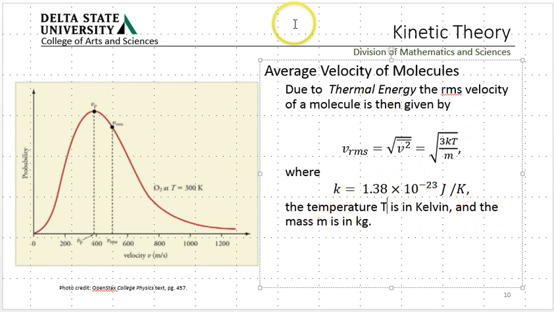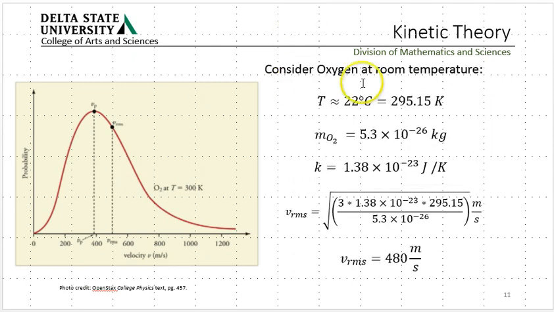So I wanted to look at a quick example to give you an idea of how fast the molecules in the air that you're breathing right now are moving around. All right. So let's take a look at oxygen at room temperature. Room temperature about 22 degrees C. You may keep your house a little bit colder, a little bit warmer than that, but 22 degrees C is 295 Kelvin. The mass of an oxygen molecule, O2, is about 5.3 times 10 to the minus 26 kilograms. And then there's the Boltzmann constant for this, 1.38 times 10 to the minus 23 joules per Kelvin.